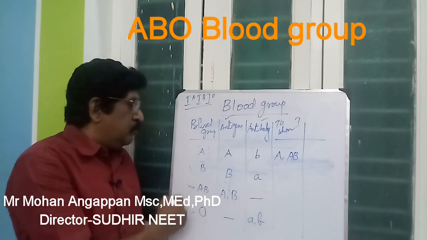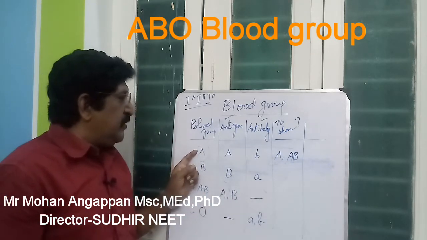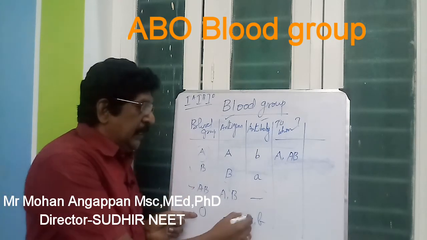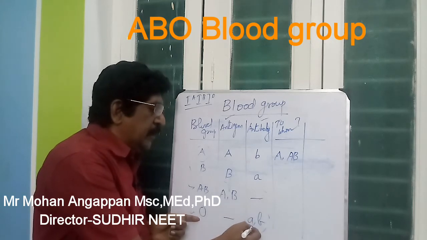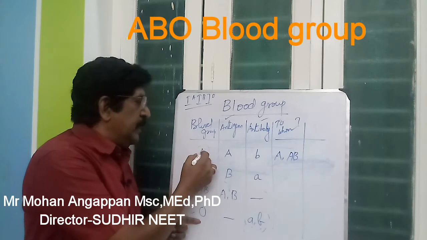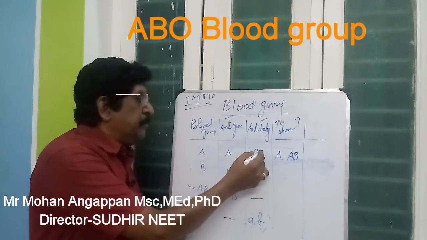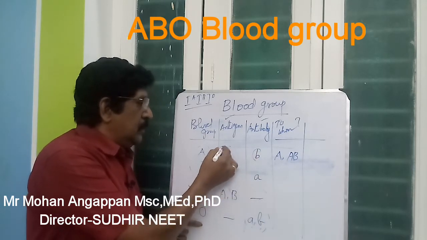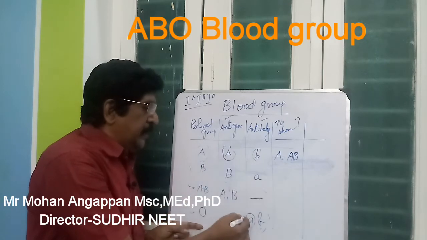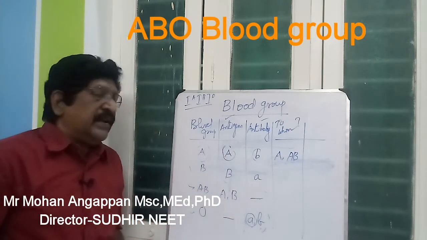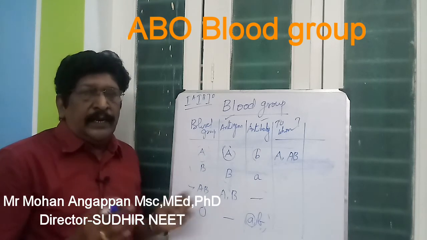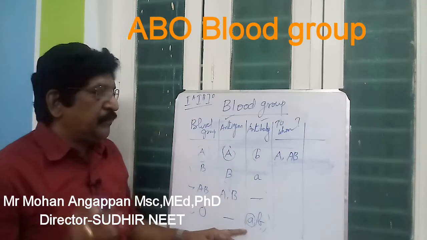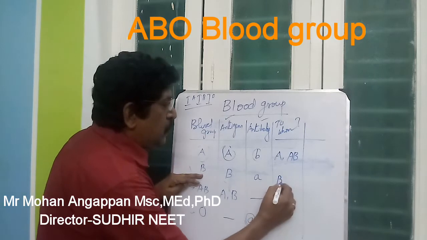Let us see O group. So if the A group person donates blood to O group, what happens? In the recipient blood, both the antibodies A and B are present. Whereas in the blood group person A, antigen A is here. So this antigen A and antibody A will react and coagulate. So A cannot donate blood to O. So okay. Now, B can donate blood to B.